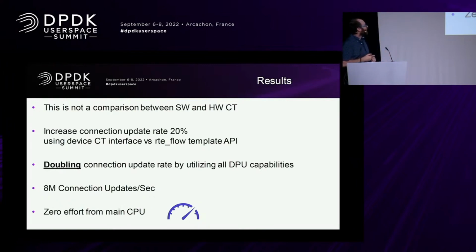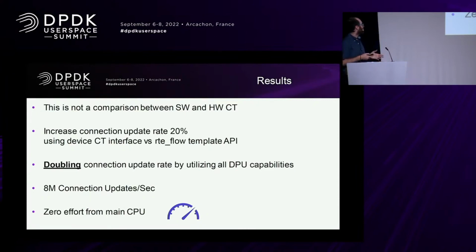So with our RT flow template API, we were able to increase the connection update rate by 20%. On the same ARM core that was running the RT flow API, using our specific interface, we're able to speed things up by 20% by reducing checks, by doing specific work compared to the generic work. We're able to double the connection update rate by utilizing all of the DPU capabilities. So once we decided to run on all of the processing power that we have, we're able to double the performance, double the amount of connections we can offload to the hardware.